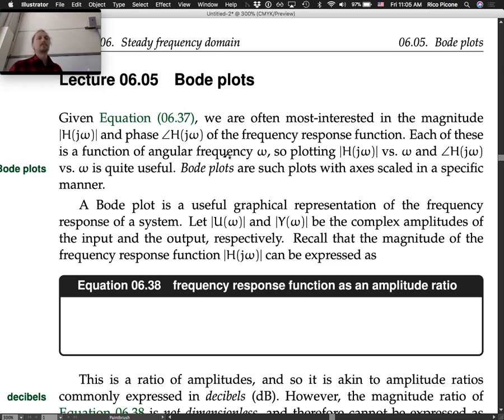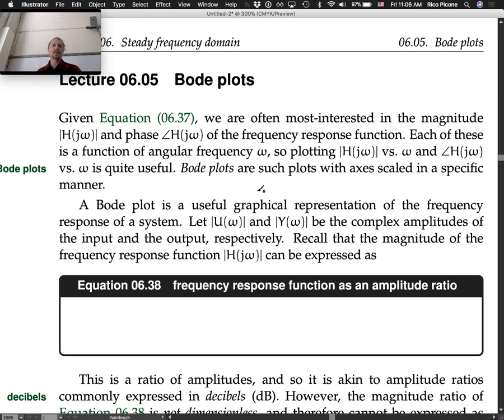Given the importance of that, we're most interested in the magnitude and the phase of the frequency response function. Each of these is a function of angular frequency omega. So plotting the magnitude of H(jω) versus ω and the phase of H(jω) versus ω is quite useful. Bode plots are such plots with axes scaled in a specific manner. Okay, so there's really nothing magical about it. It's just the plot of those two things. So we'll expand on that a little bit.